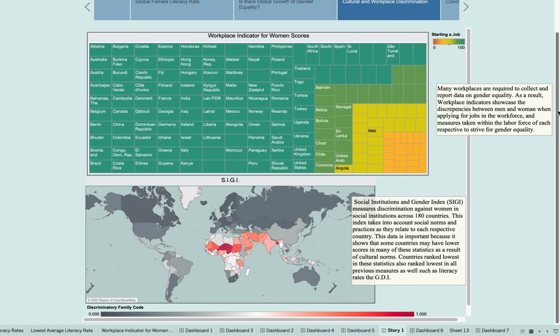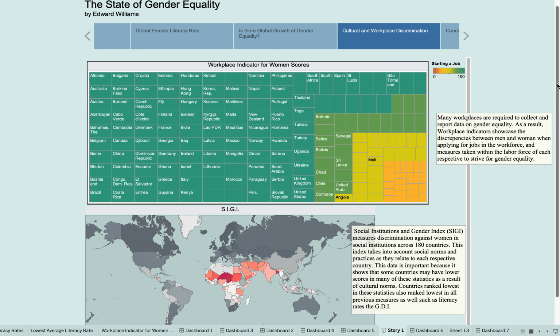So another metric that I found very interesting was the workplace indicator. So the workplace indicator showcases the discrepancies between men and women when applying for jobs in the workforce, and it measures the policies and the initiatives that countries take to enforce equal opportunities between both genders in the workplace. So countries with scores of 100 have completely equality between men and women within the workforce.